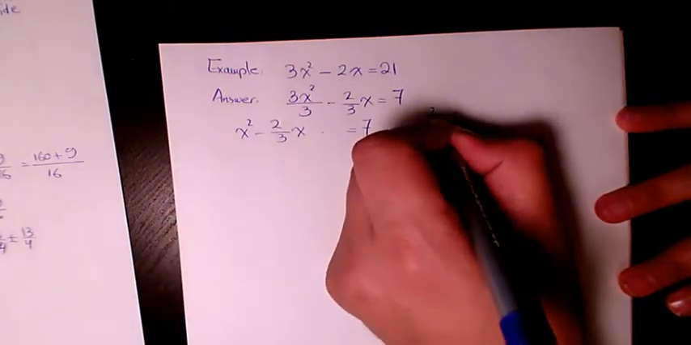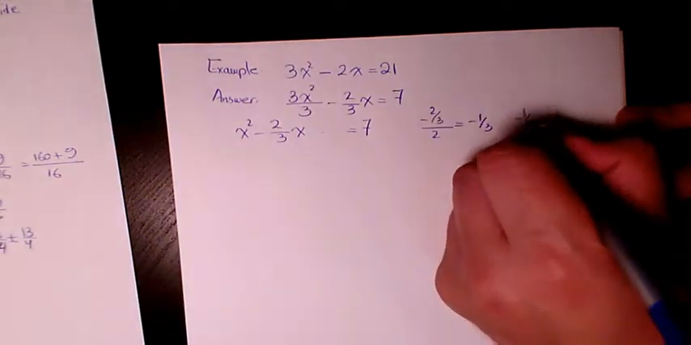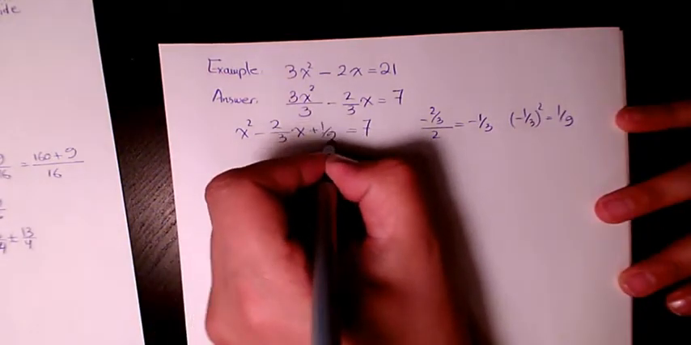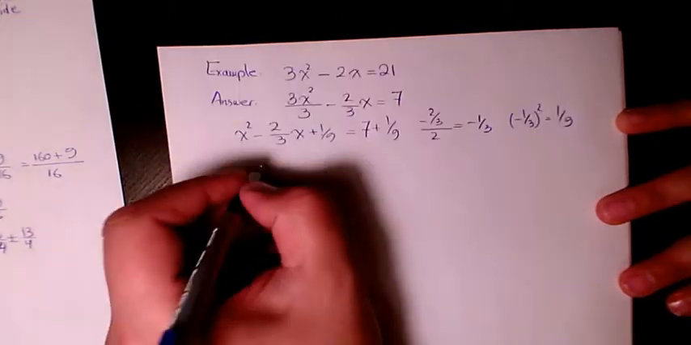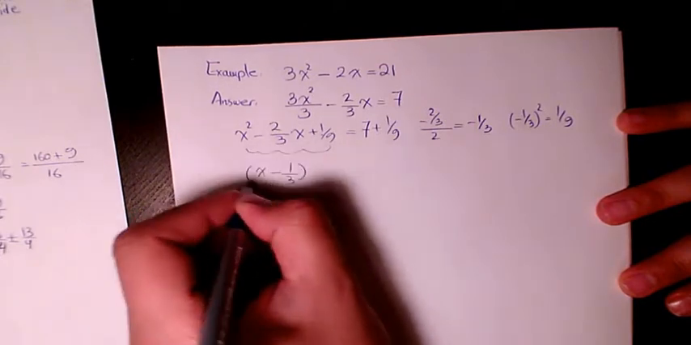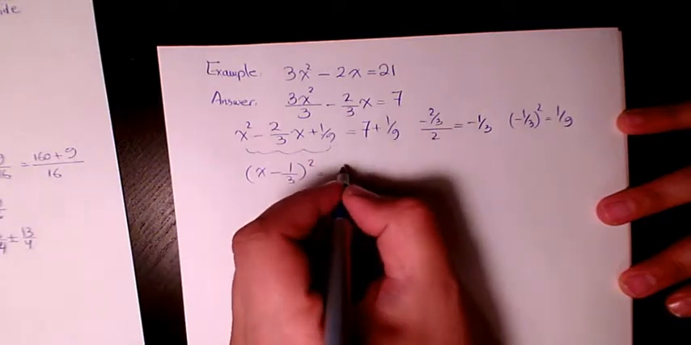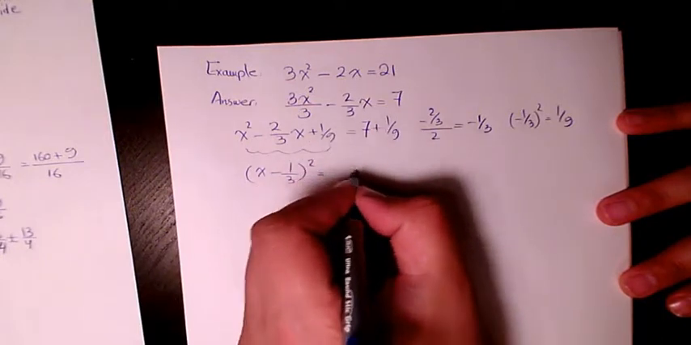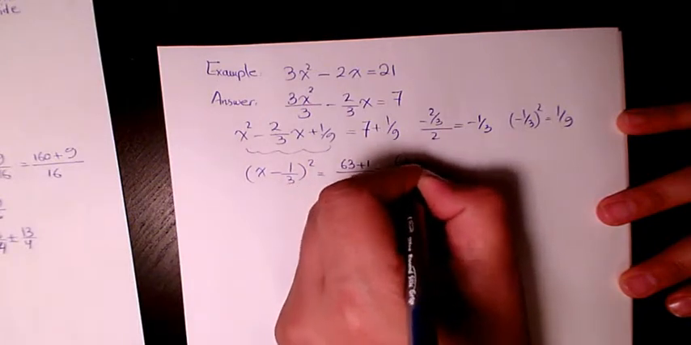Then negative 2 over 3 divided by 2 will be negative 1 over 3. And negative 1 over 3 to the power of 2 is 1 over 9. Therefore you add 1 over 9 to both sides of this equation. So this side is a perfect square, so I write x minus 1 over 3 to the power of 2. This side will be 7 plus 1 over 9, which will be 63 plus 1, which is 64 over 9.